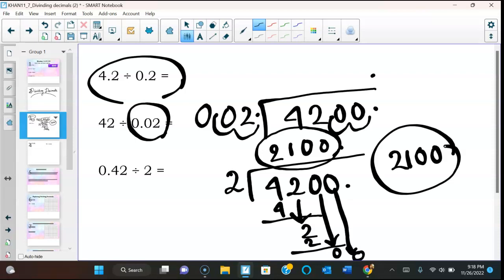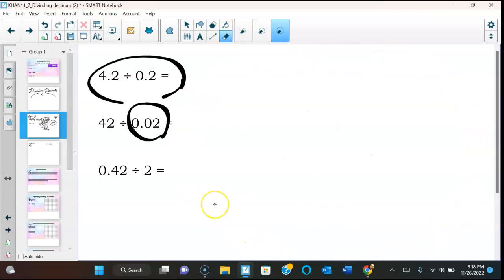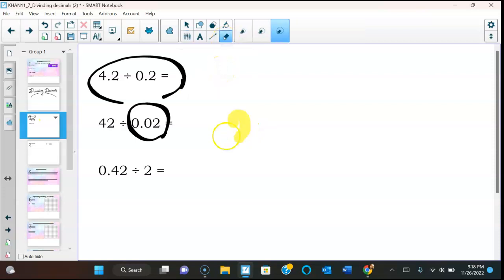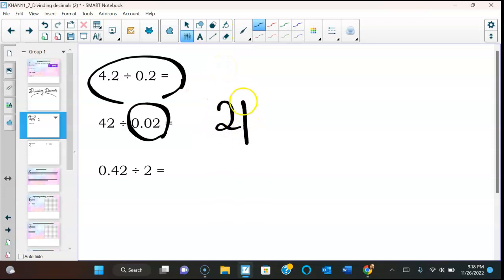Now, let's try the last one. It looks a little different because our divisor is already a whole number. So we can see that our divisor is already a whole number. Let me just fix this one first. Sorry. So this is our whole number and our dividend is 0.42.